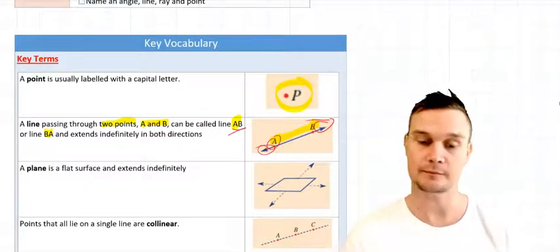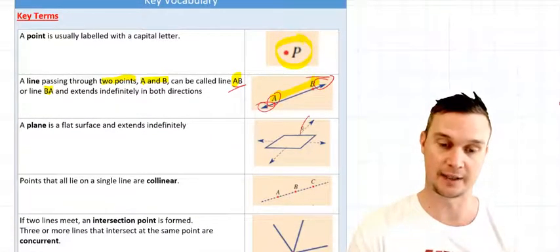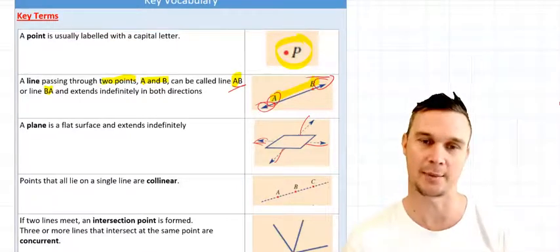Now a plane, on the other hand, is a flat surface that extends indefinitely. Okay, so it can go in any of these directions and extend on forever. We call that a plane.